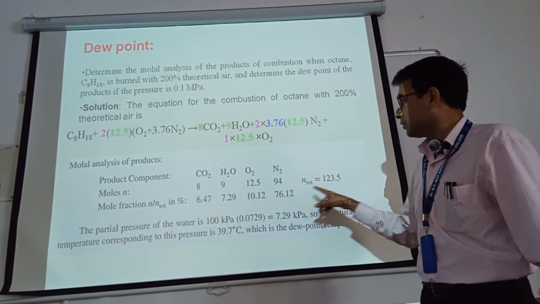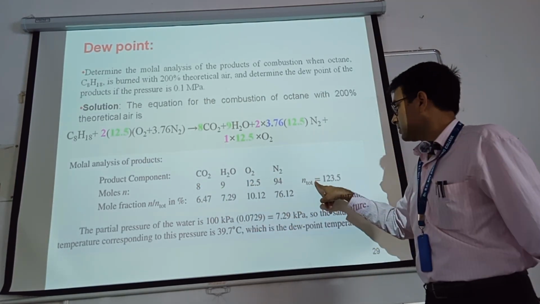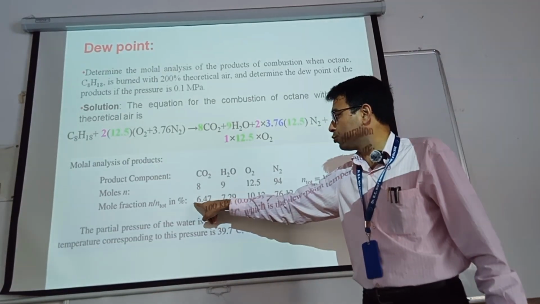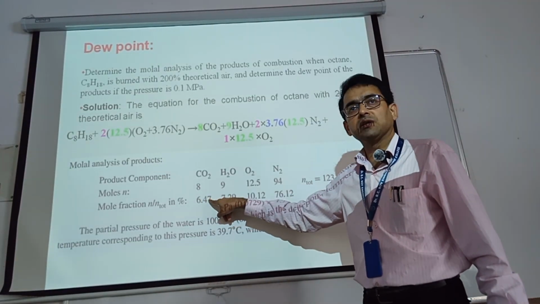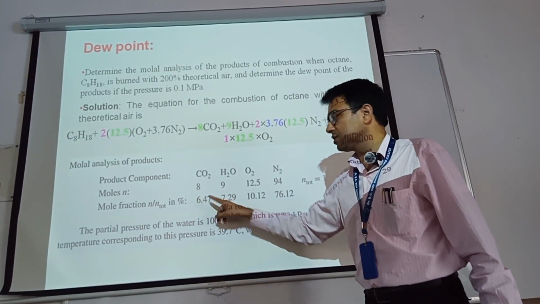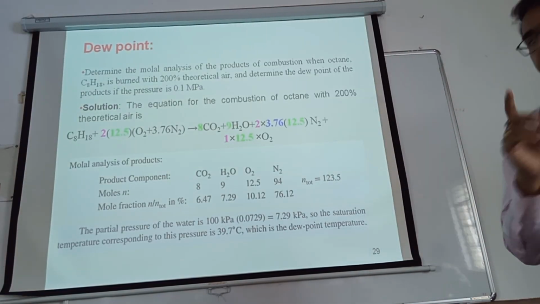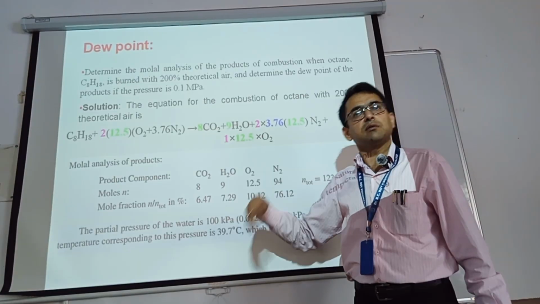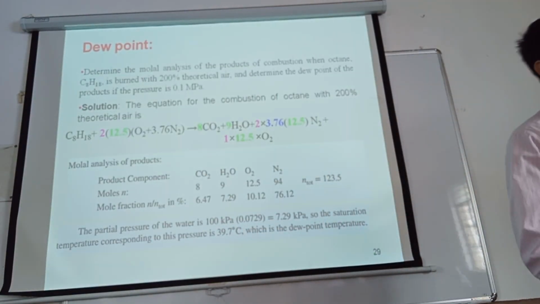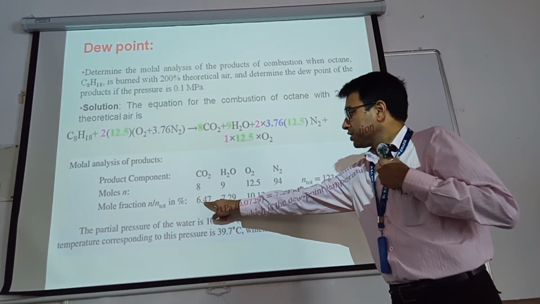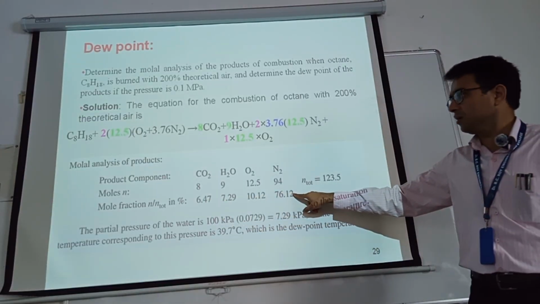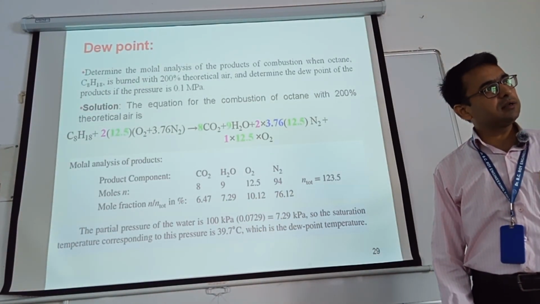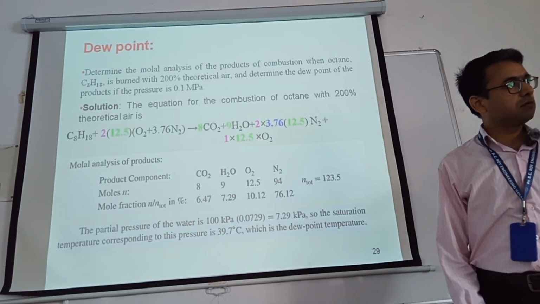Therefore you can calculate the mole fraction. How to calculate it? Divide this by this, and you get 0.0647. In percentage, when you multiply by 100, it is 6.47. Accordingly, all the others are there. Is it clear? You can calculate the mole fraction. Clear or not? Yes, sir.